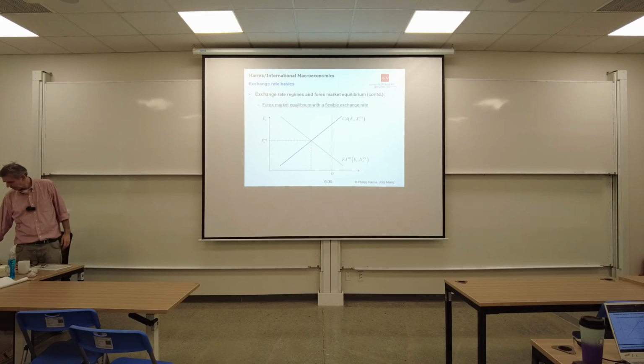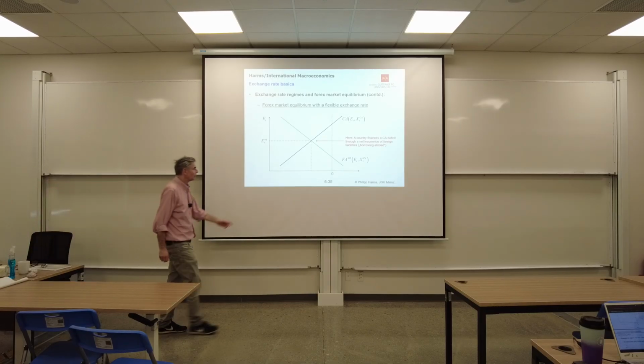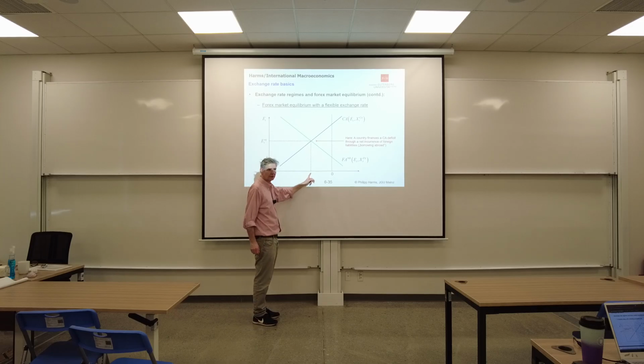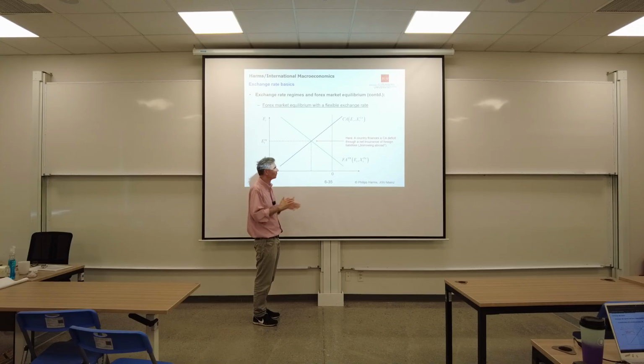Now, here you are at the following situation, right? You're running a current account deficit, happily so, and you finance the current account deficit through a net incurrence of foreign liabilities, borrowing abroad, and foreigners are happy to do that, right? To lend you or to buy your assets because they like to have your assets. And so they allow you to run a current account deficit.